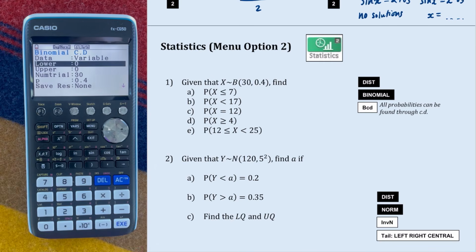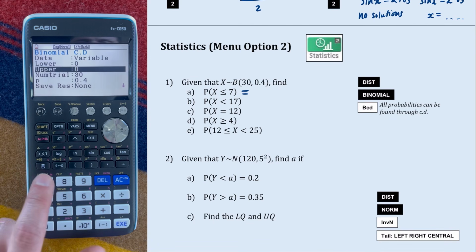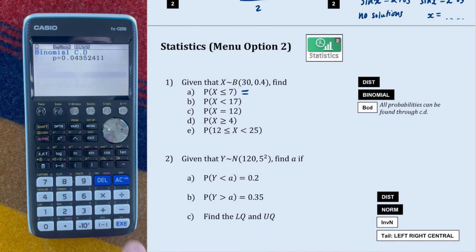Now, I'm going to use this for my lower and uppers. So it wants x to be less than or equal to 7. Well, that means the lowest thing that it could be is 0, and the biggest thing it could be is 7. So I'm just going to press execute, and I get my 0.0435. I'm going to do all of these to 2 decimal places.